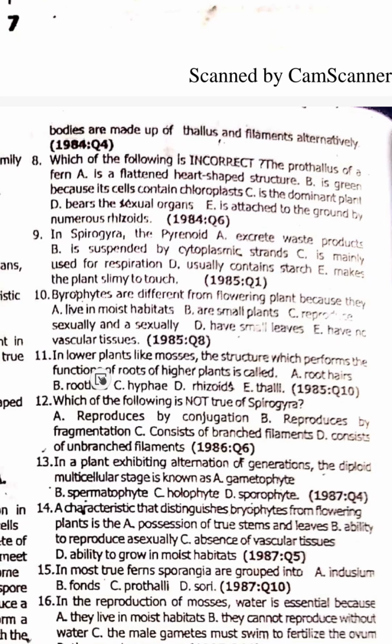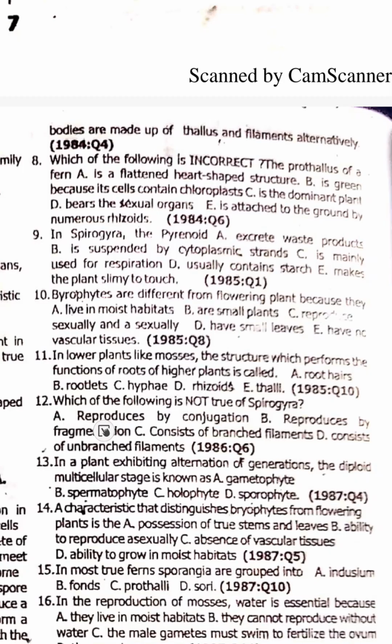Question 11. In lower plants like mosses, the structure which performs the function of the roots of higher plants is called the rhizoid. They have this one a lot. Rhizoids are not true roots because they contain no vascular tissue. They are meant for anchorage.